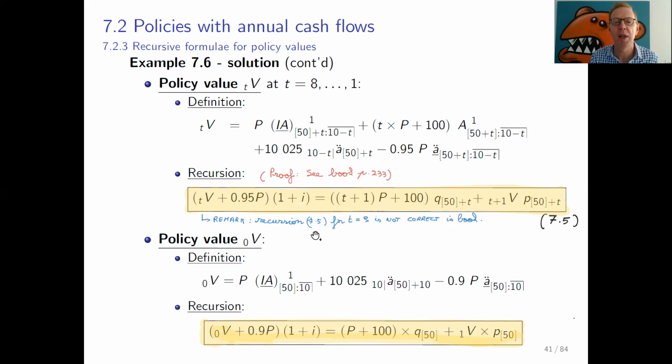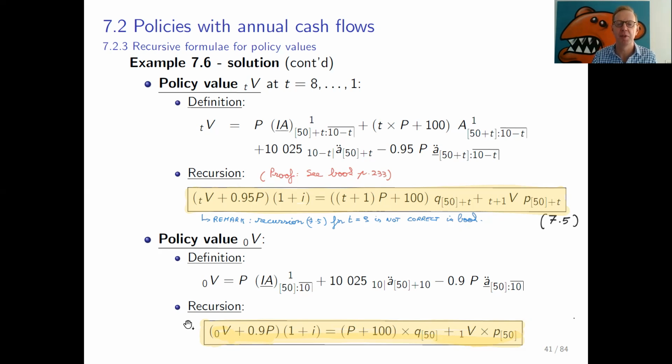A small remark: recursion 7.5 for t is 9 is not correct in the book. We have the correct expression for recursion 7.5 in the case the time is time 9, the one that we have derived on the previous slide. And then we have to look at the policy value V0 at time 0. Well, the policy value V0 is the actuarial value of future benefits minus the actuarial value of future premiums.